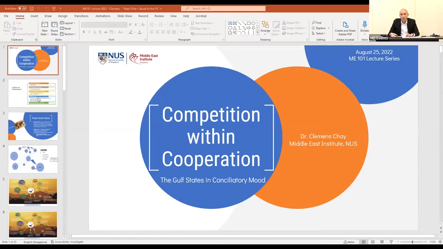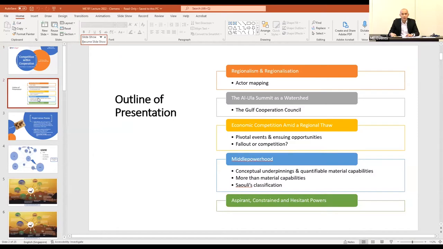Next, I'll move on to middle powerhood, something that I've realized and discovered is highly relevant to our discussion today in Q&A, because the region is made up of several middle regional powers, but without one having a foothold. But now we are increasingly seeing Saudi Arabia taking the lead under its de facto leader, Mohammed. And I'll talk a bit more about that later.